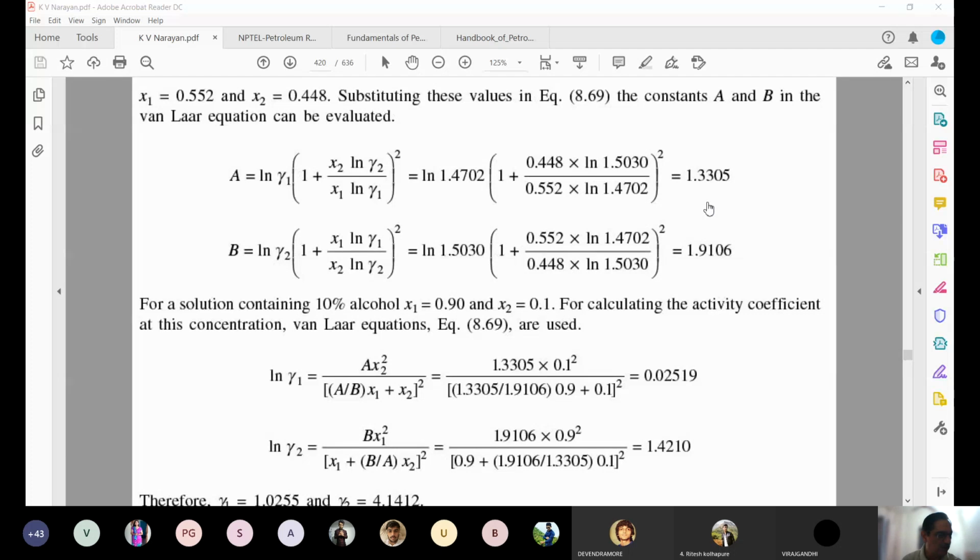Dikshita, what are the values of gamma 1 and gamma 2? Gamma 1 is 4.1412 and gamma 2 is 1.0255. Yes, sir. For us, component 1 is ethanol, and for the book, component 1 is benzene. So gamma 1 and gamma 2 are coming exactly the same for you as in the book, right? Component 1 is benzene for him, and for us it is alcohol.